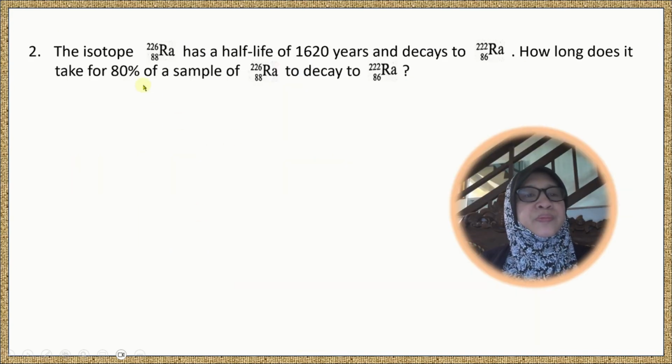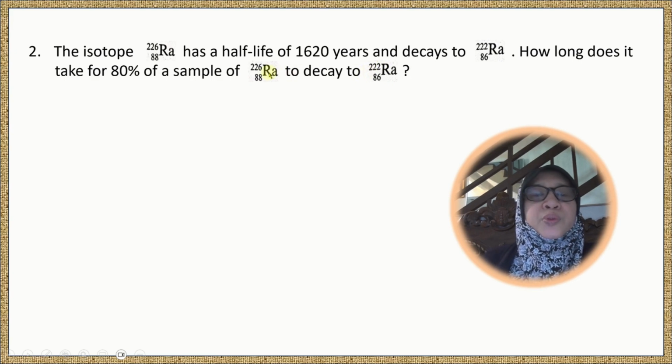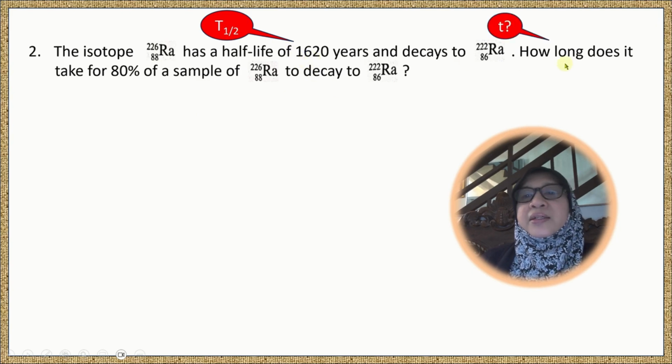Okay, question 2. The isotope radium has a half-life of 1620 years and decays to radon. How long does it take for 80% of a sample of radium to decay? This one is radium 222, this one radium 226. So the half-life for the radium is 1620 years, and the question wants the time taken for 80% of the sample to decay.